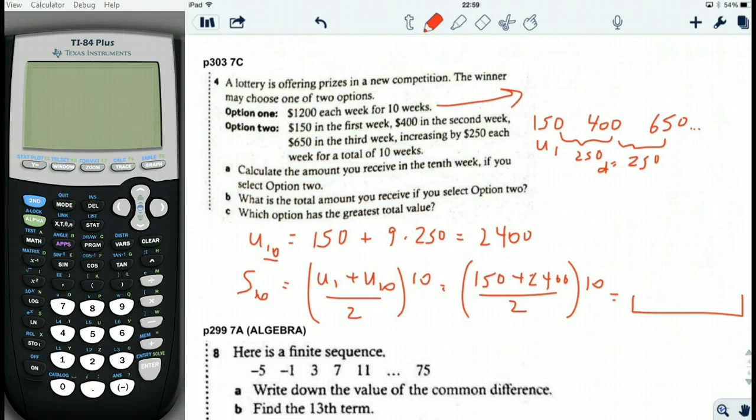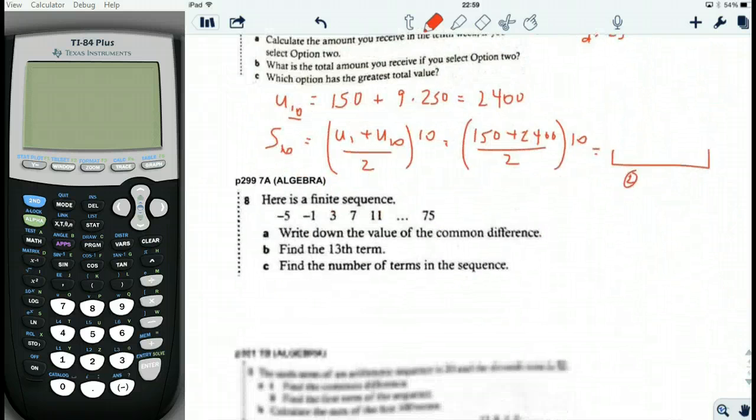Now let's figure out option 1, which is quite easy. It's $1,200 every week for 10 weeks. So all you have to do is multiply 1,200 times 10, which is equal to 12,000. Okay, for option 1. Now option 2 is going to be here. And then you just compare the two and see which one is better for C. Right? Okay.